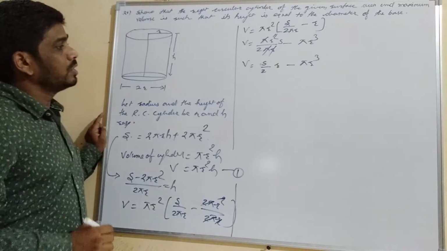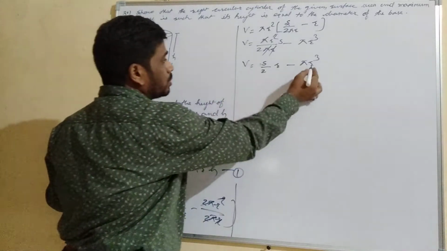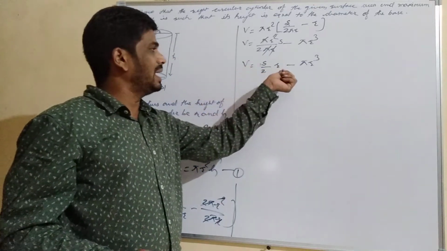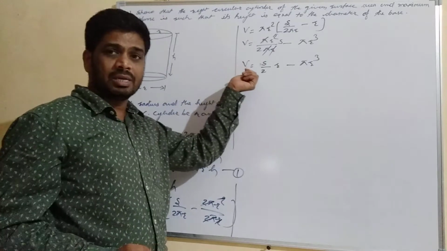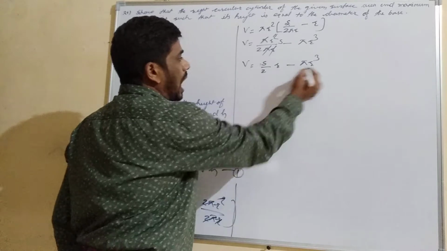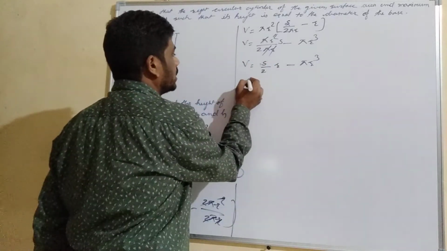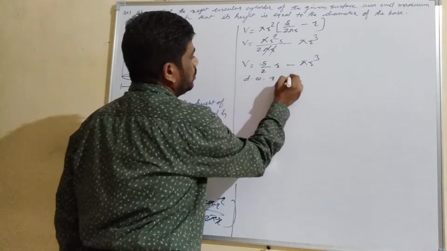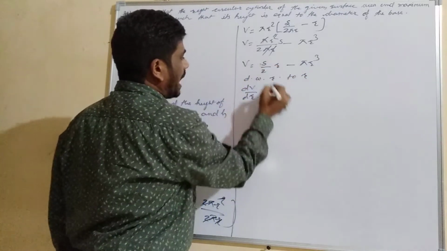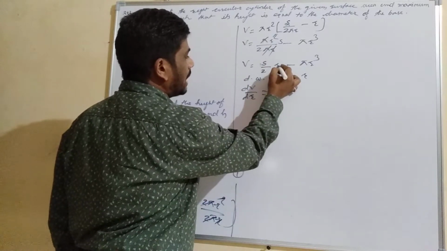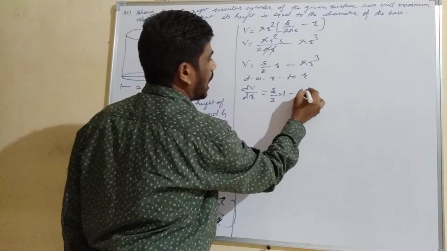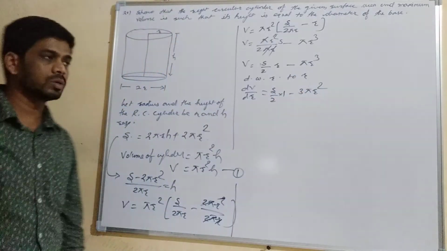Now differentiate with respect to r. Now it's converted into 2 variables, v and r. So we will differentiate, because we have to show volume is maximum. S is constant already. So dV upon dr equals s upon 2, which will be constant, and dr upon dr will be 1, minus this will be 3 pi r square, 3 pi r square.